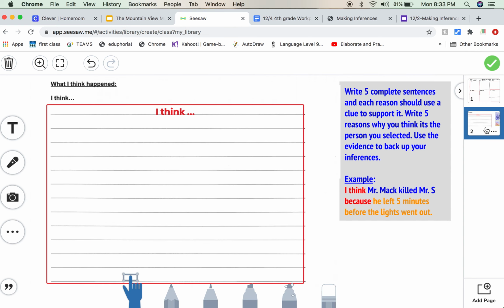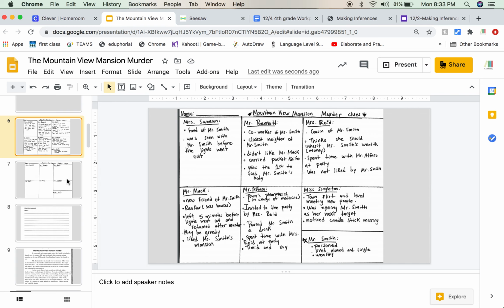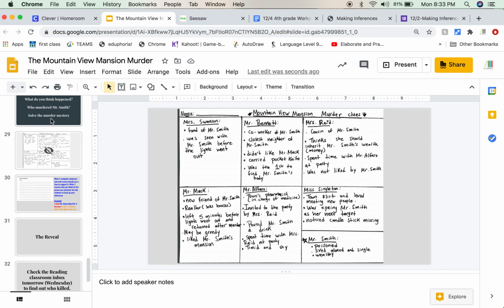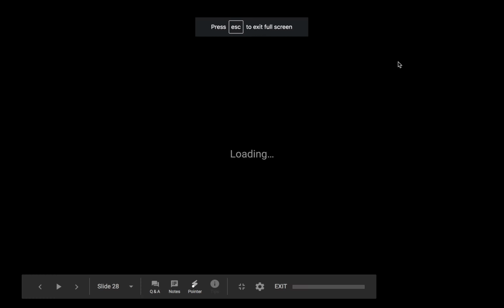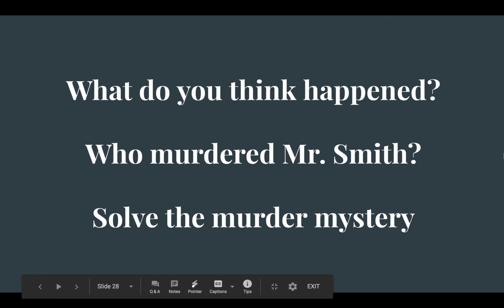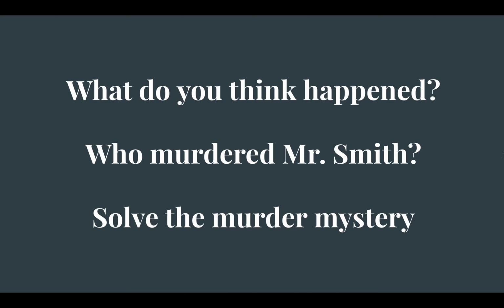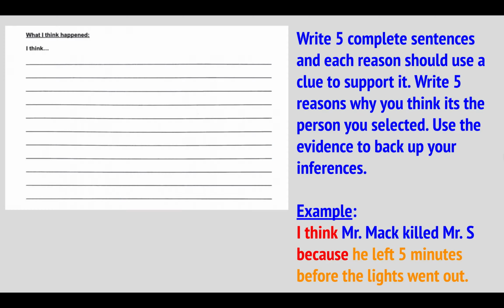Now, for page 2, I want you to write 5 complete sentences, and each reason should use a clue to support it. Write 5 reasons why you think it's the person you selected. Use the evidence to back up your inferences. For example, let's solve the murder mystery. What do you think happened? Who murdered Mr. Smith? At this time, look at your clues on page 1 of your notes in Seesaw and write, once again, 5 complete sentences. Each reason should use a clue to support it. Write 5 reasons why you think it's the person you selected. Use the evidence to back up your inferences.